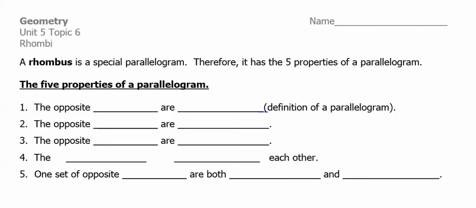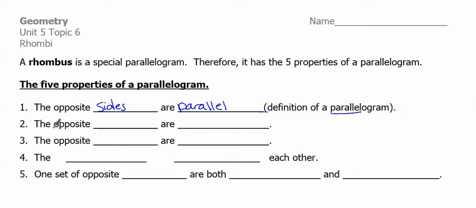Welcome to Topic 6, Rhombi. A rhombus is a special parallelogram. Therefore, it also has those 5 properties of parallelograms. And all parallelograms, we know that opposite sides are parallel. That's actually the definition of a parallelogram. The word parallel is right in the word.